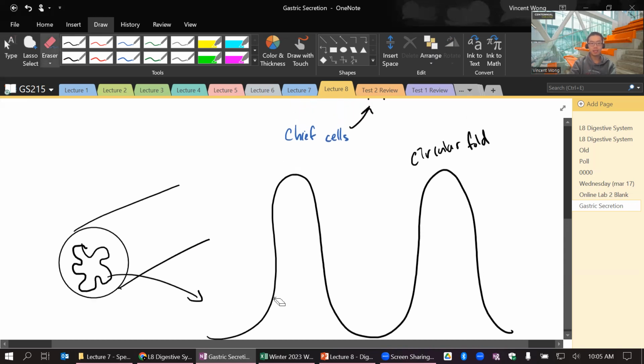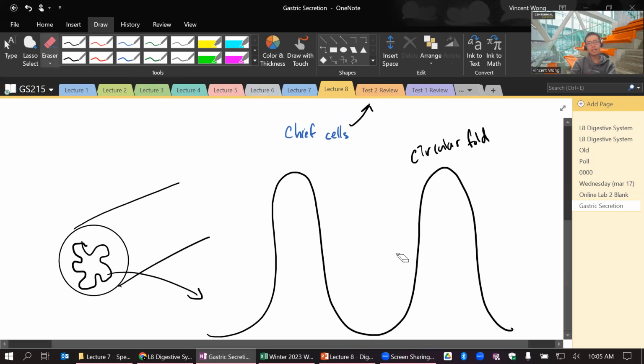And already you can see how it increases the surface area, because now it's much longer compared to just a plain circumference. So that is the circular folds. Now, if we zoom in onto the circular folds, what kind of cells make up the circular fold? Remember, in different parts of the GI tract, we have different types of epithelial tissue. So here we have these columnar cells. Columnar means they're kind of rectangular in shape. I'm just going to draw a few of them, and they will be here as well.